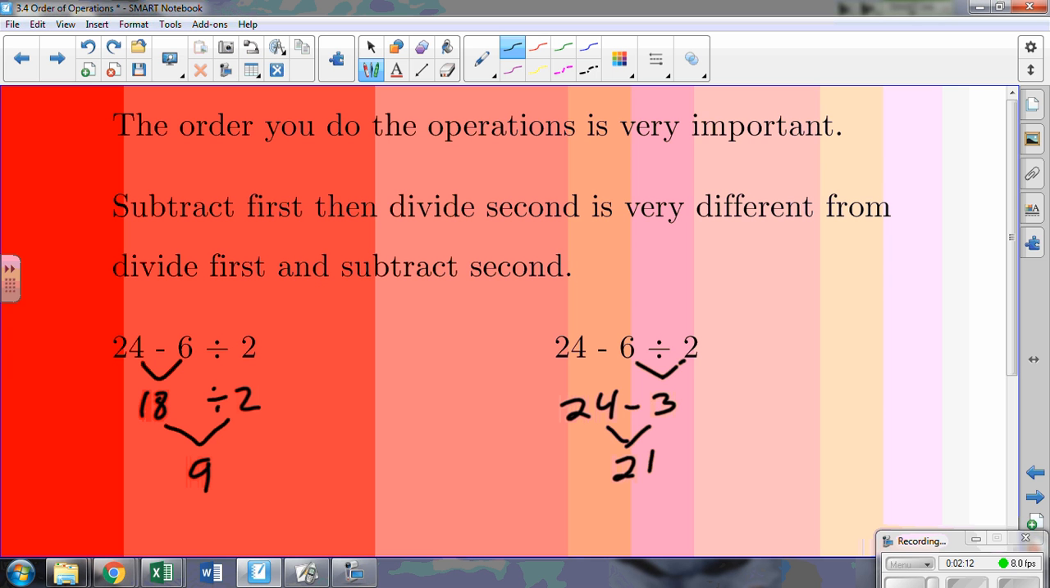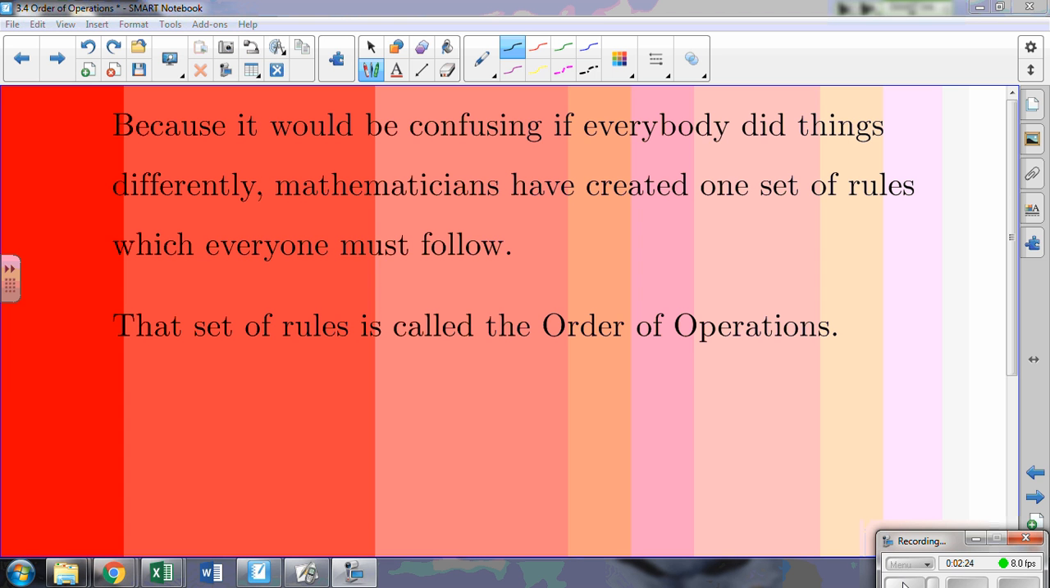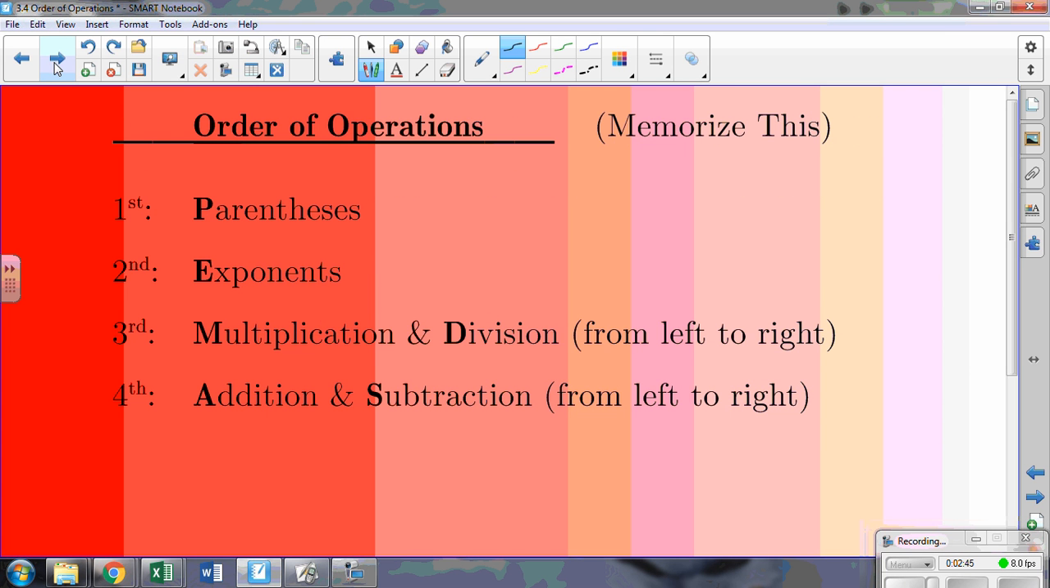And so we need a way of communicating with each other. We need to have a standard set of rules so that when you write something down, everybody would understand what is the first one, what is the second one, what is the third one. Because it would be confusing if people did things however they wanted, and because it would be confusing if people did things differently for the same writing, we have established a set of rules. One set of rules which everybody has to follow, and we call it the order of operations. You are probably already familiar with having seen them before and having worked with them a little bit.